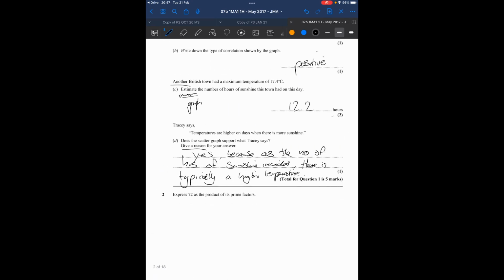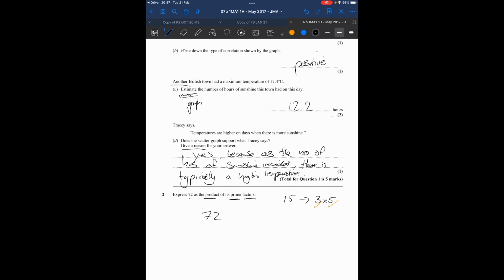Second question, express 72 as the product of these prime factors. Product means you're going to write something with multiplication signs. So for example, if you wanted to write 15 as a product, you could say, well, it's the same as 3 times 5. Prime factors mean the things that you write it in have to be prime numbers. And actually, you see here that they are both prime numbers. So we're going to do that, but with the number 72.